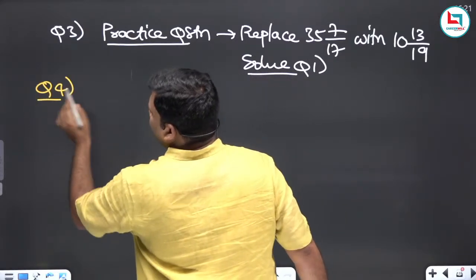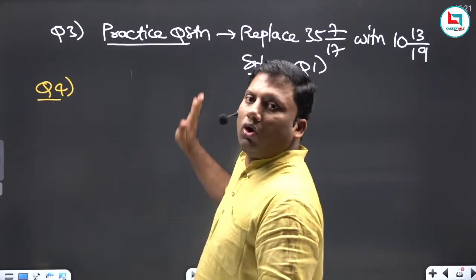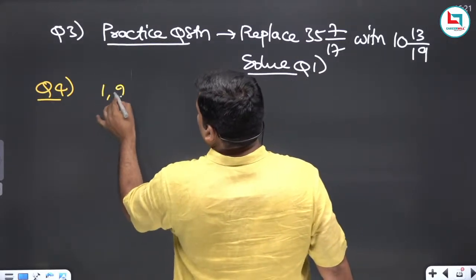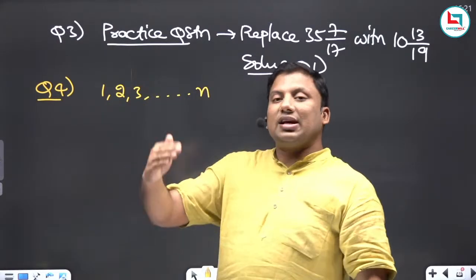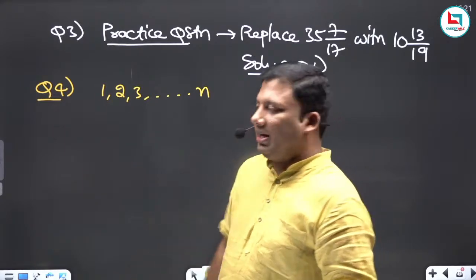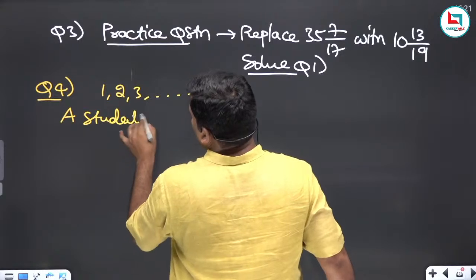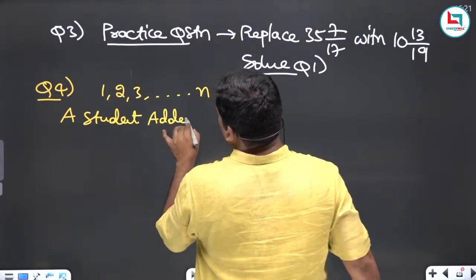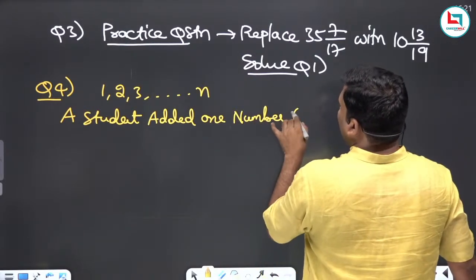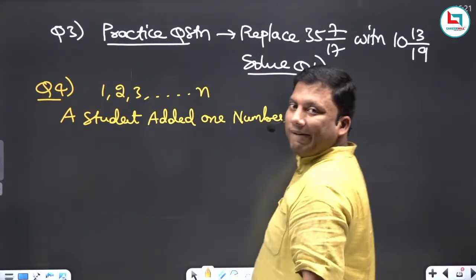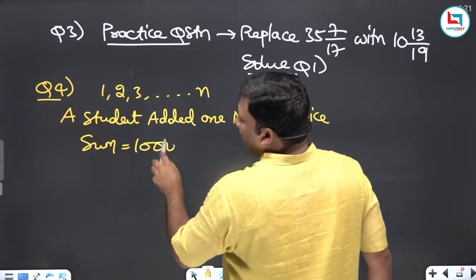Question number 4. Listen carefully. A teacher wrote all the natural numbers on a blackboard: 1, 2, 3 till n. The teacher asked a student to do the sum and tell the answer. A student added one number twice and got the sum as 1,000.